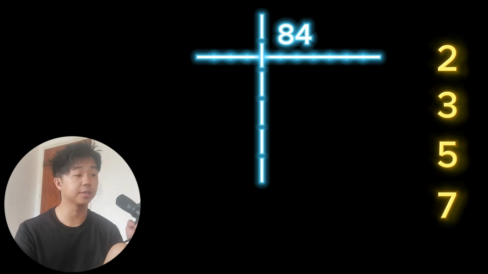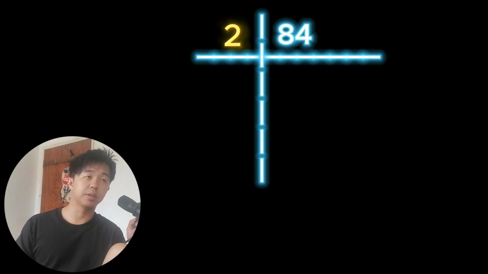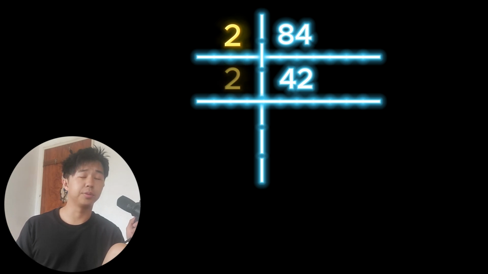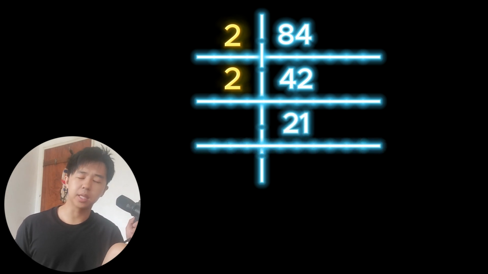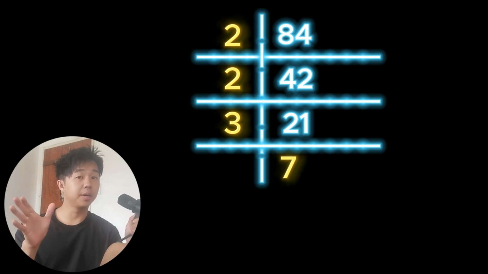Think along those lines. So I see 84, and I will divide it by 2. That leaves me with 42. I see 42, what can I divide that by? Also another 2. That leaves me with 21. What can we divide 21 by? 3. And that leaves me with 7. 7's a prime number. It can't be divided any further.